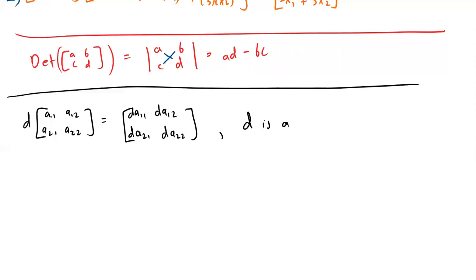D doesn't have to be a constant, but for most of our purposes it is going to be. More generally D could be a function. Similarly for a vector, suppose we have a vector that looks like this. Just multiply each entry in the vector by D.